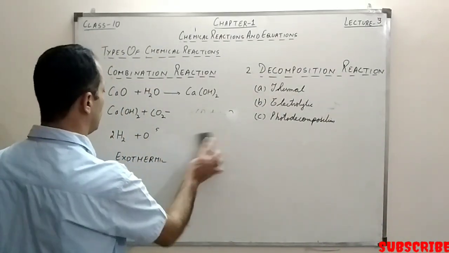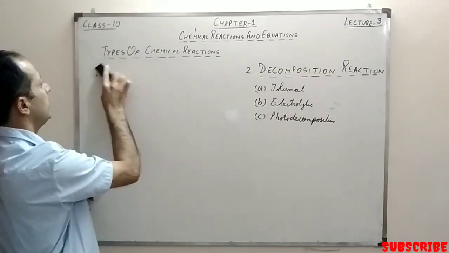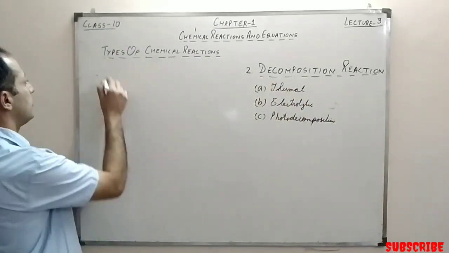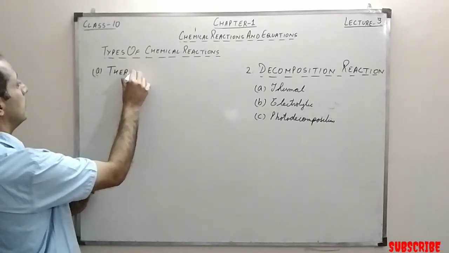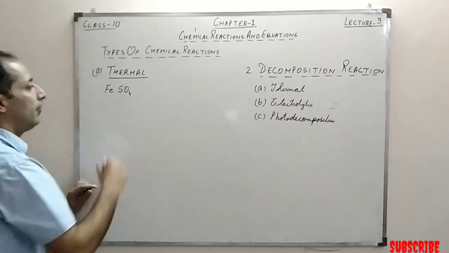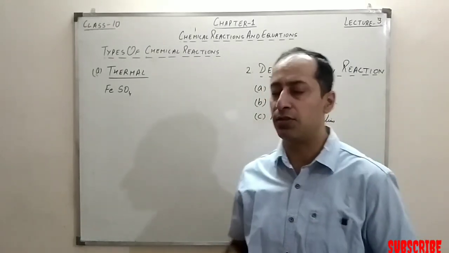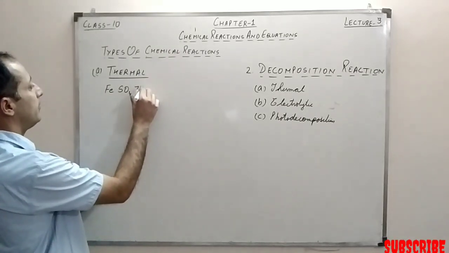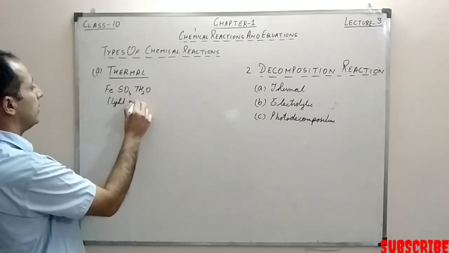Now, in case of thermal decomposition, what we require to break down a substance is heat. That is why the name is thermal decomposition. We have some examples in the book regarding thermal decomposition. The first one is ferrous sulfate. The full formula of ferrous sulfate is FeSO4.7H2O, and it is light green in color.